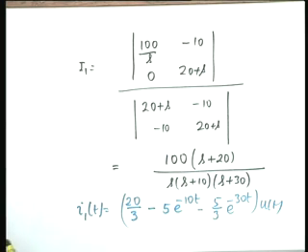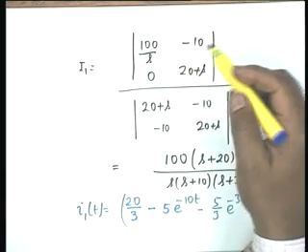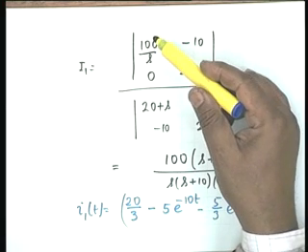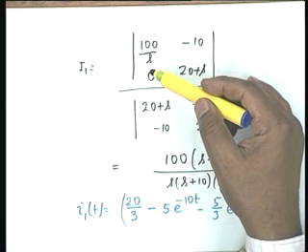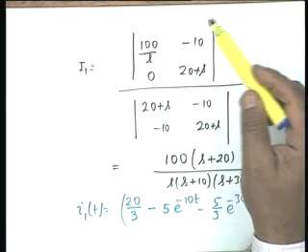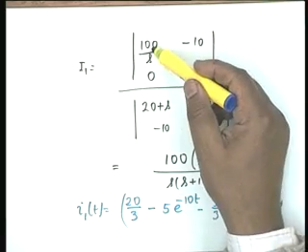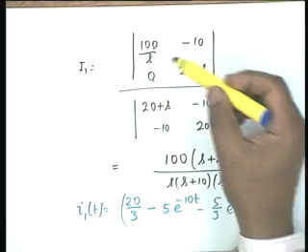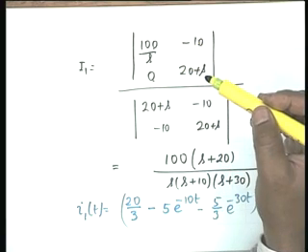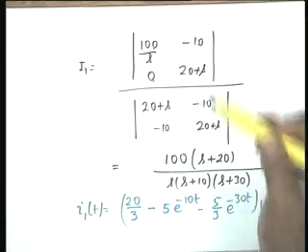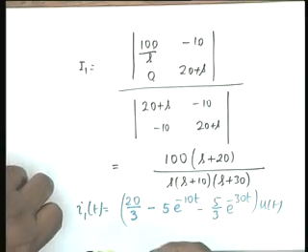This is my solution. In the case of I1, how come that minus 10 and 20 plus S in the determinant? I1 is the same matrix with the first column replaced by the right hand side. That is why 100 by S, 0. If I find I2, then this will go to the second column and the first column will remain as it is. This is the solution of simultaneous equations.